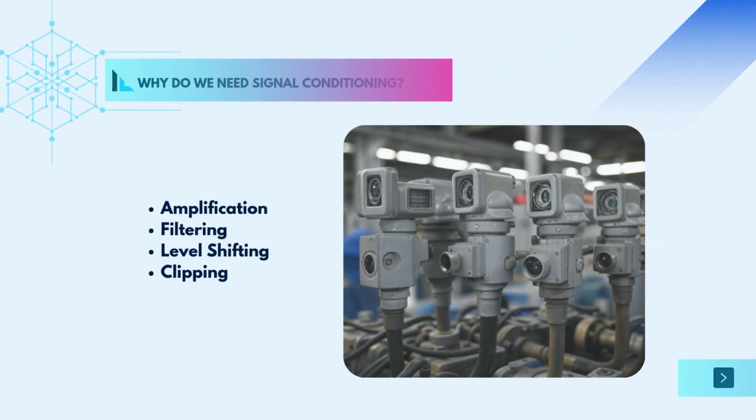Imagine you're using an LM35 temperature sensor, and the output is in millivolts. Feeding that directly into a 10-bit ADC with a 3.3V reference would give you very poor resolution. You need amplification. Or suppose you're measuring a signal in a factory filled with electrical noise. That signal must be filtered to remove unwanted frequencies. Or let's say you have a sensor outputting plus or minus 5V, but your microcontroller only accepts 0 to 3.3V. That's where level shifting and clipping come in.